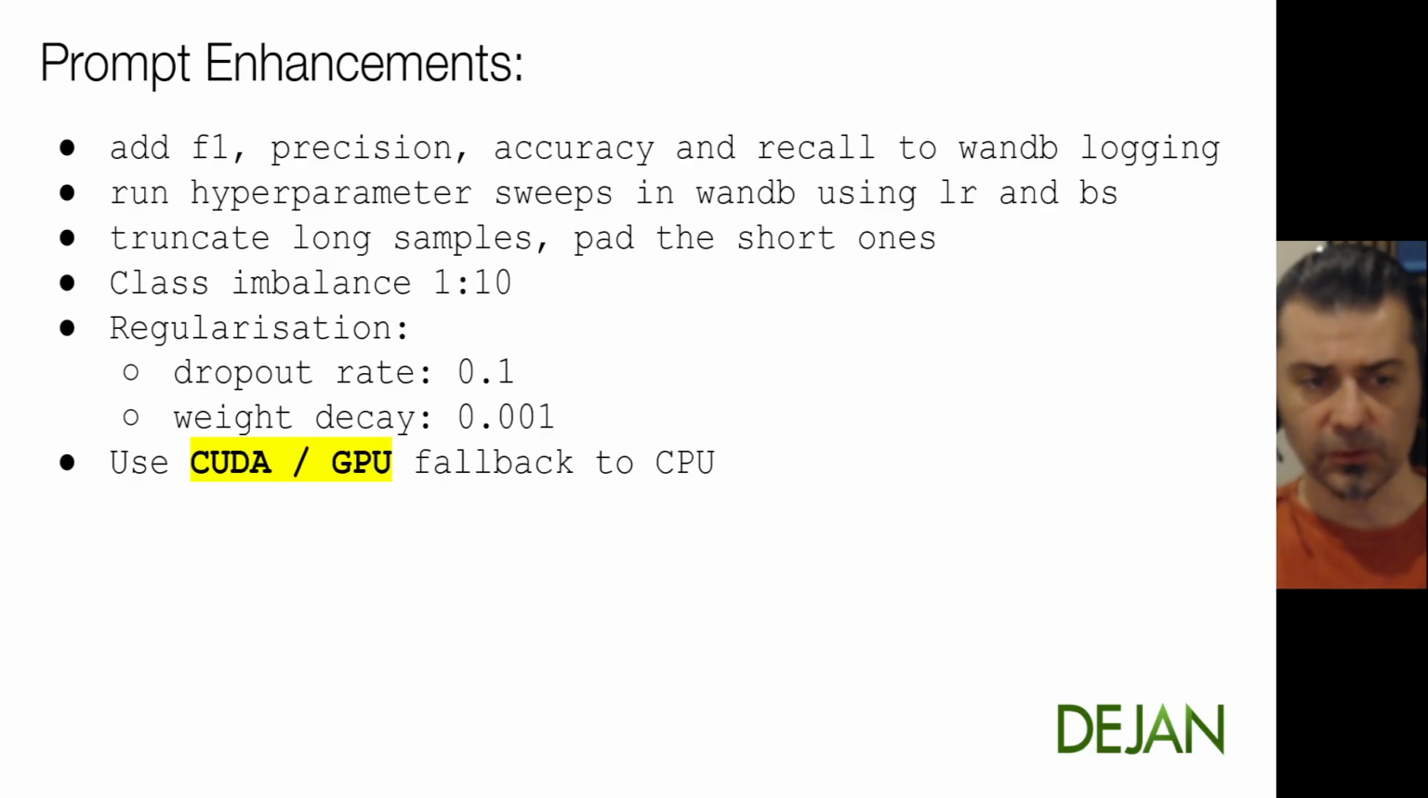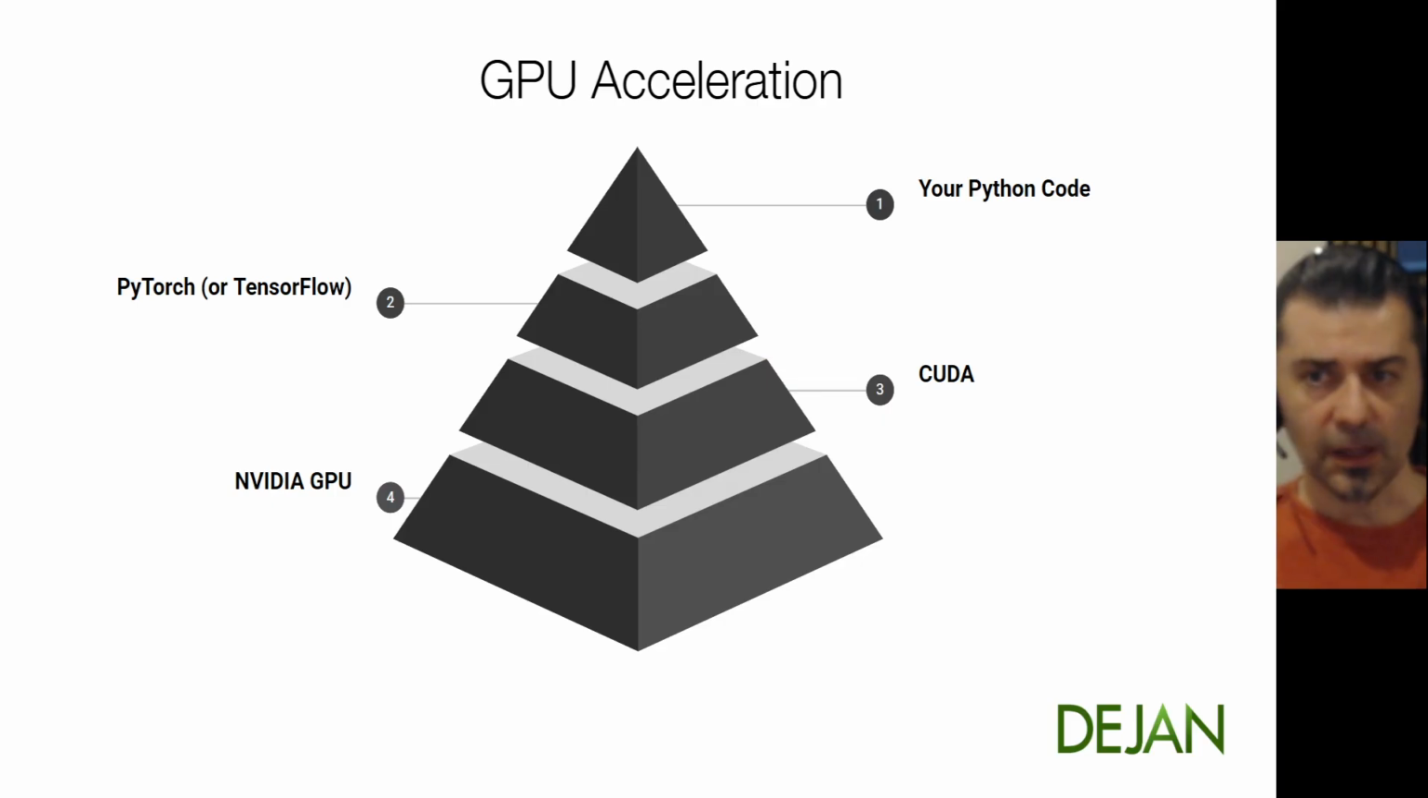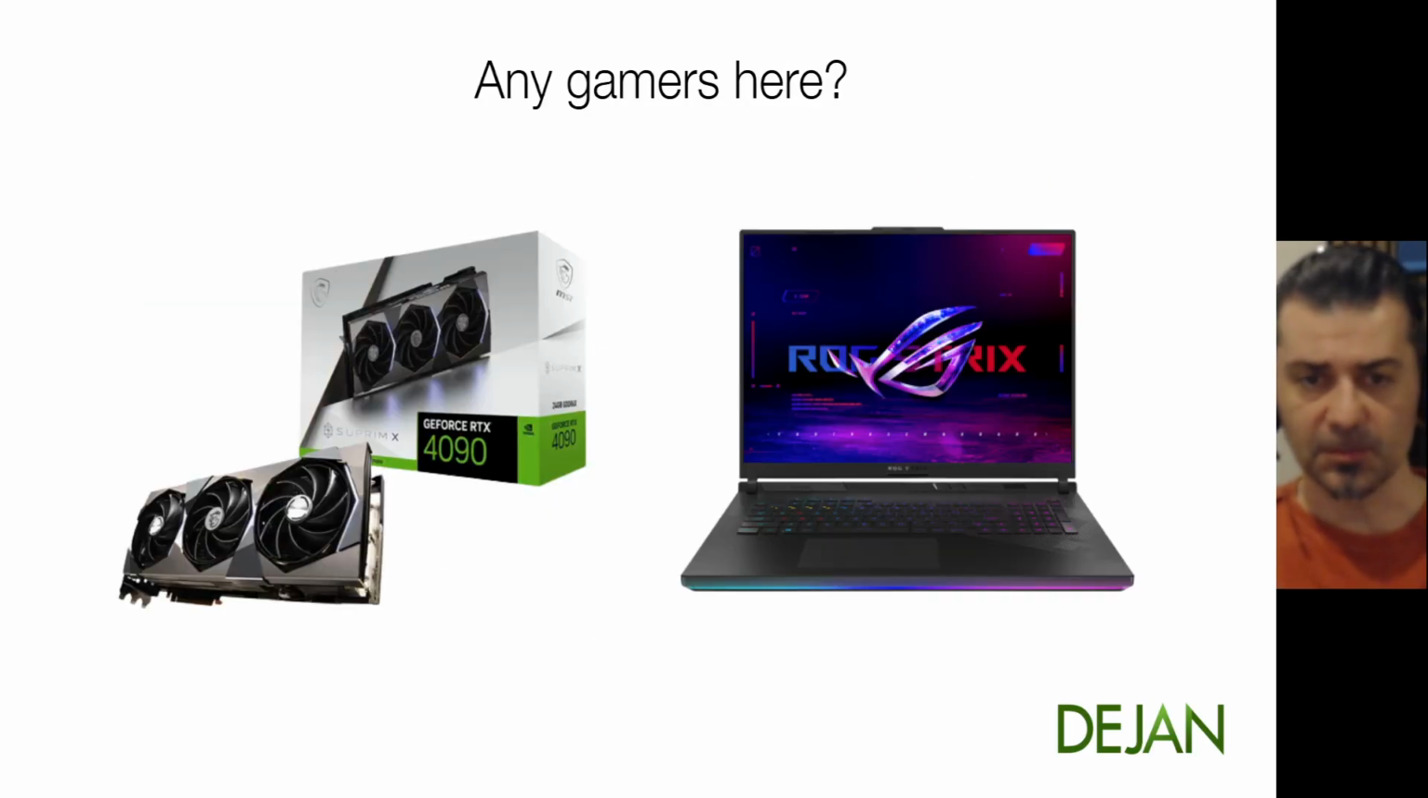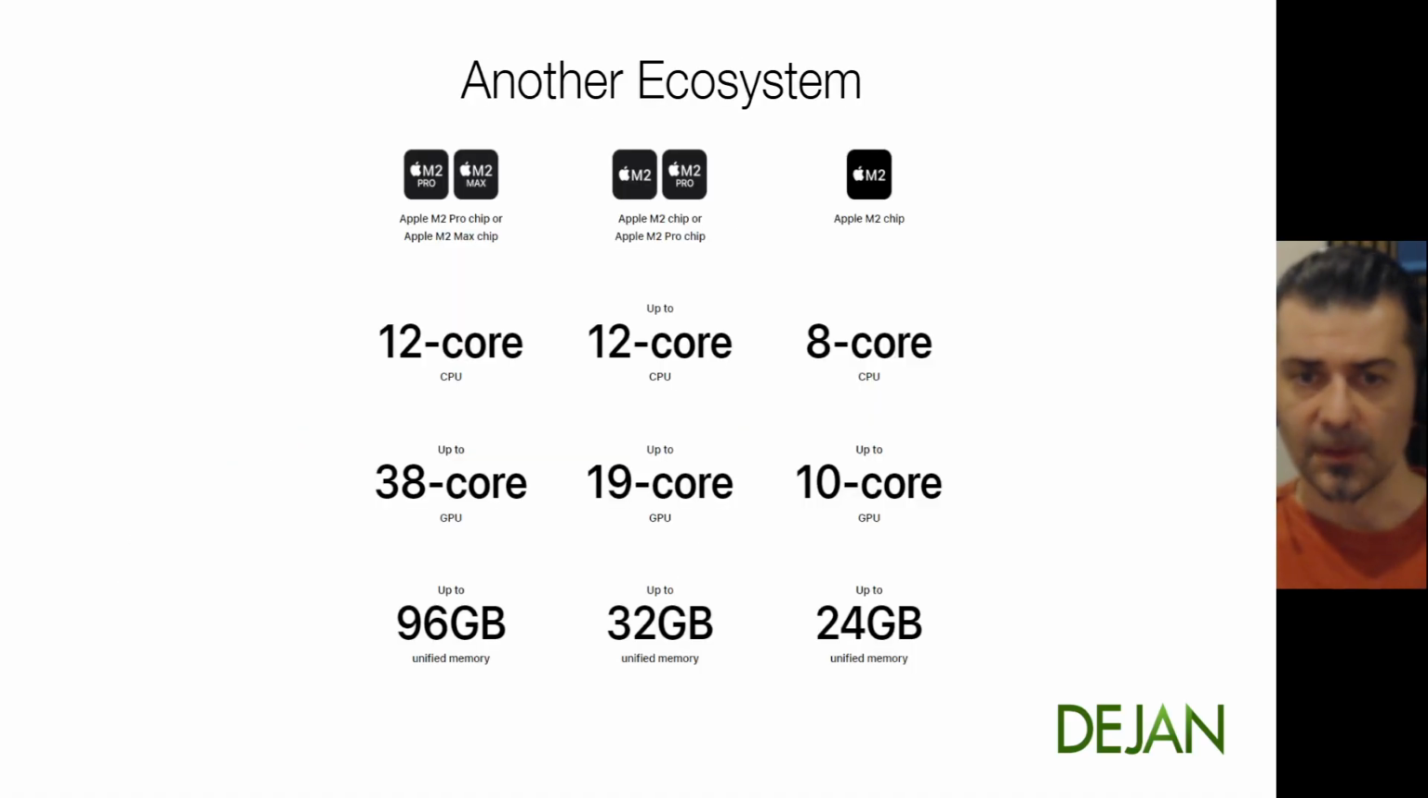Most people will use CUDA GPU setup, especially those using PCs. So we've got your Python code on top of PyTorch, on top of CUDA, on top of your GPU. So if you're a gamer, if you have a powerful laptop or a desktop with a GPU, you're pretty much set. Another ecosystem, which I'm not familiar with, but of course is perfectly suited for training models, is an Apple ecosystem. So if you're seeing something familiar on the screen, go for it and give it a try.